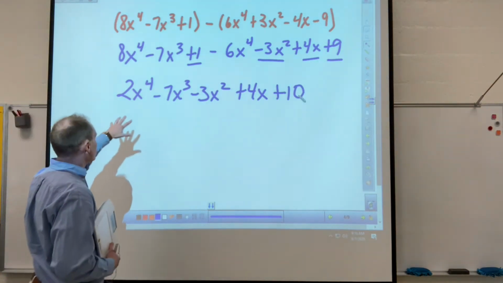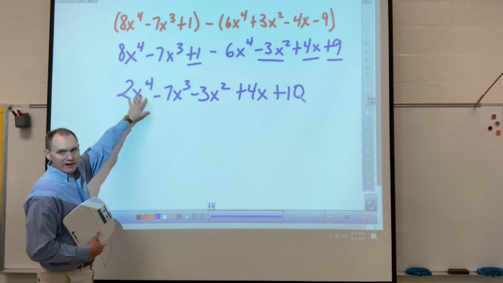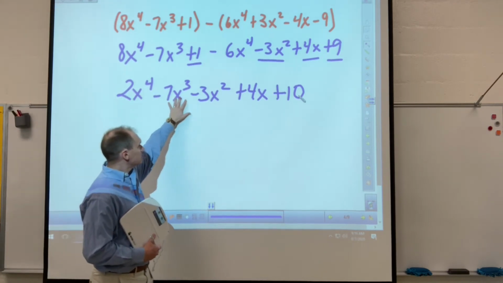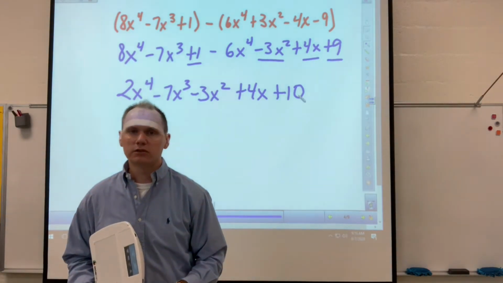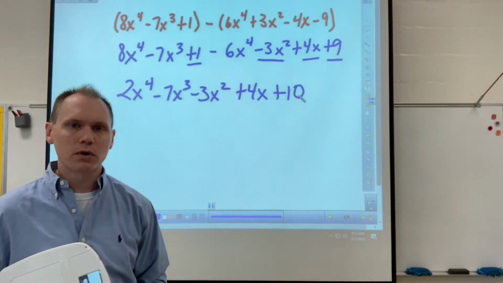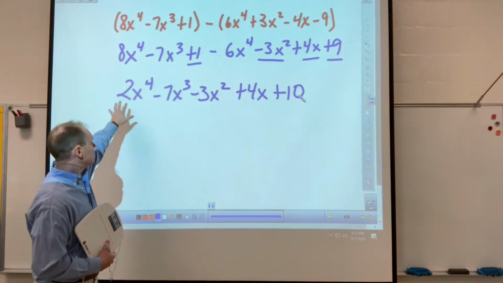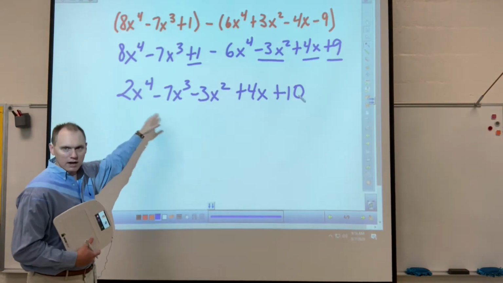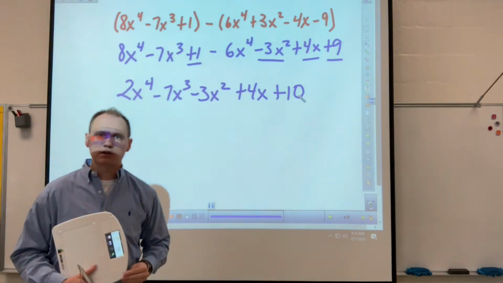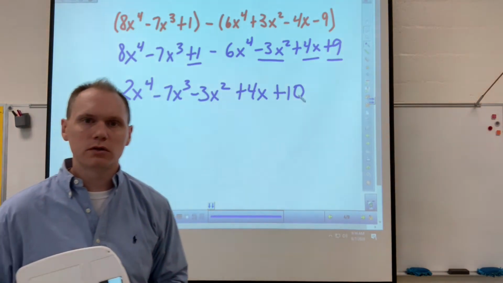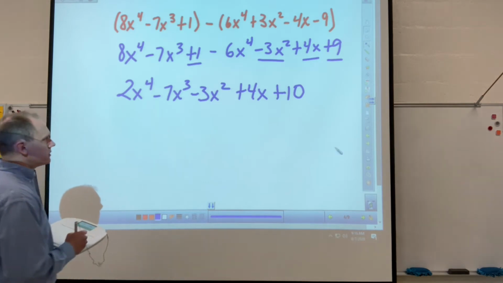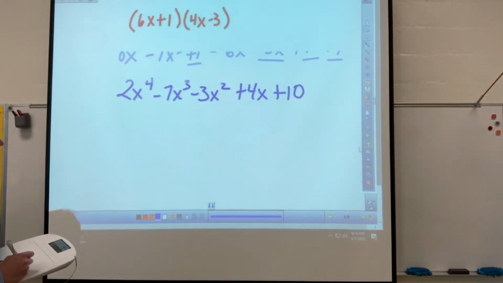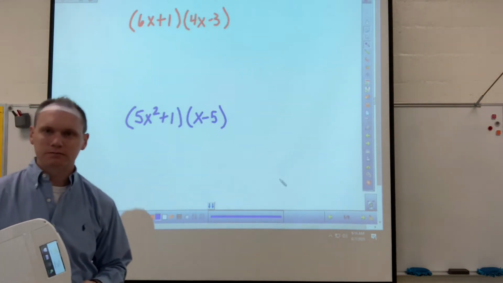So notice, I wrote this starting with the highest power of x, and just going down one exponent each time. And so that's what we call standard form, is when it's written in this order. If it's written out of this order, then it's not standard form. Okay, so just know that that's what we mean by standard form. All right, so let's move on to multiplying.